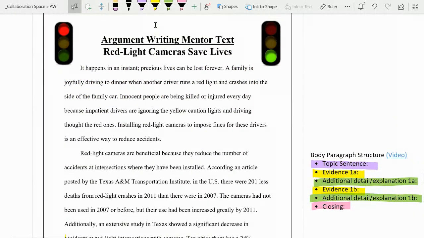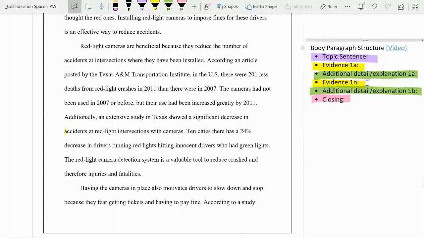Red light cameras save lives. So obviously we start with an introduction here, but we are not going to worry about that just yet. Let's look at the body paragraphs. And we're going to look at this structure here. We did this with our thesis writing as well. We talked about the paragraph structure, and we used the structure and this highlighting in order to help us do the same thing in our own writing.